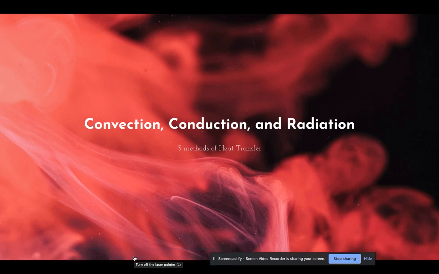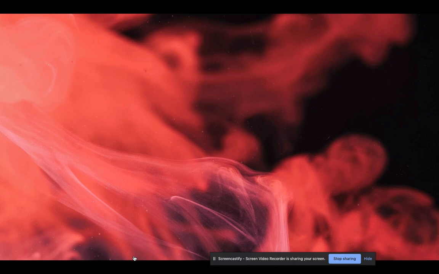This week we are learning about the three methods of heat transfer: convection, conduction, and radiation. We're going to use these three different types of heat transfer and harness the power of those in a design challenge that you'll have this week.